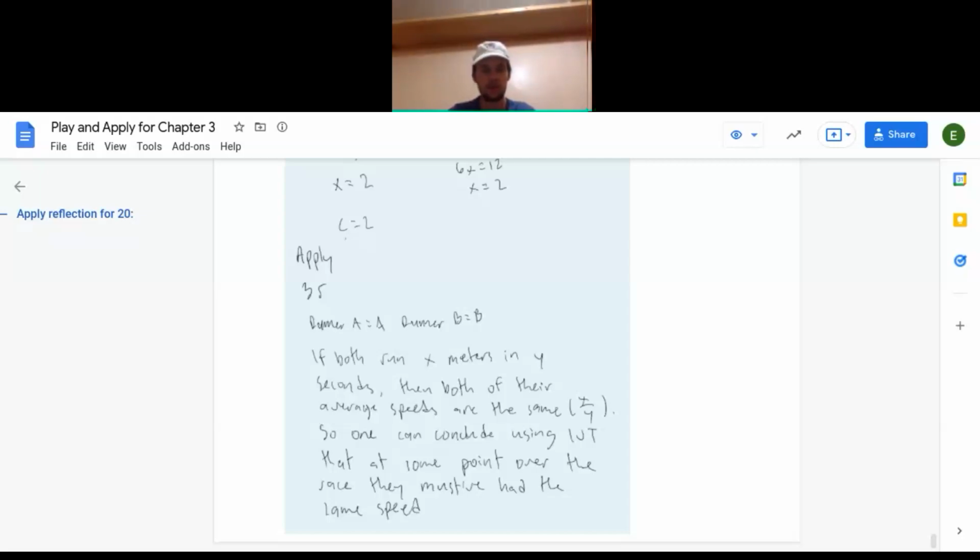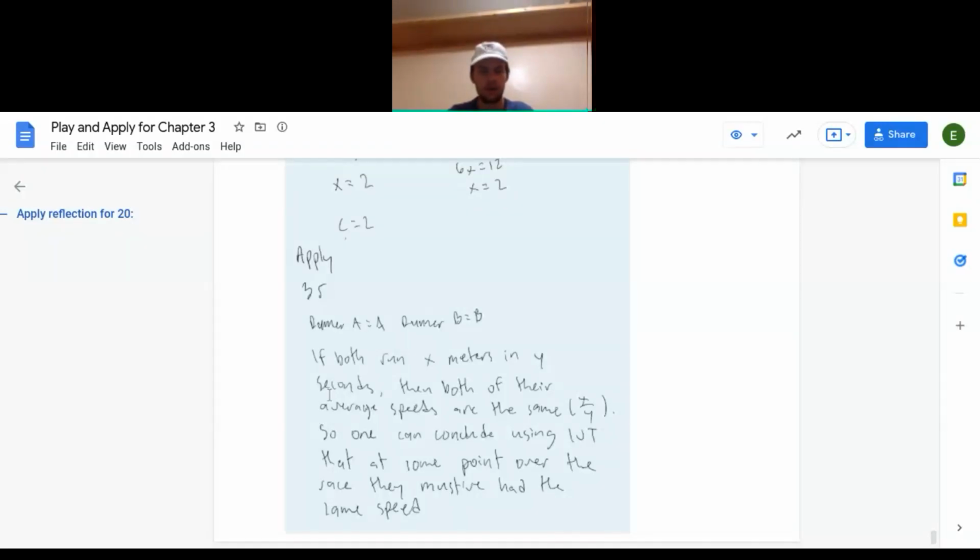two runners start a race at the same time and finish in a tie. Prove that sometime during the race they have the same speed. And so my thought process going into that was, if they both run x meters in y seconds, just the same amount, it doesn't matter, both of their average speeds are the same, right? X over y, whatever meters per second it is. And I don't know if it's actually IVT that would prove that, but it's the same thing.